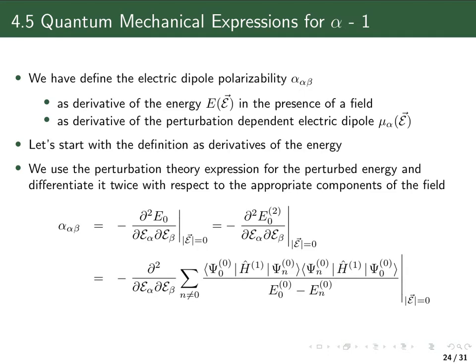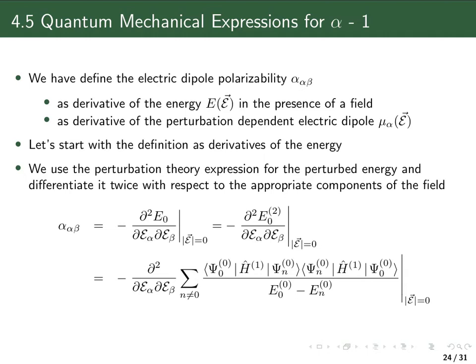Now in chapter 3 of the book, we derived an expression for the second order energy correction as a sum over excited states of the molecule, where we had the energy difference between the unperturbed energy of the ground state and the excited states, and we had transition moments from the ground state to the excited state with the perturbation operator. So it's this expression from which we now have to take second derivatives.